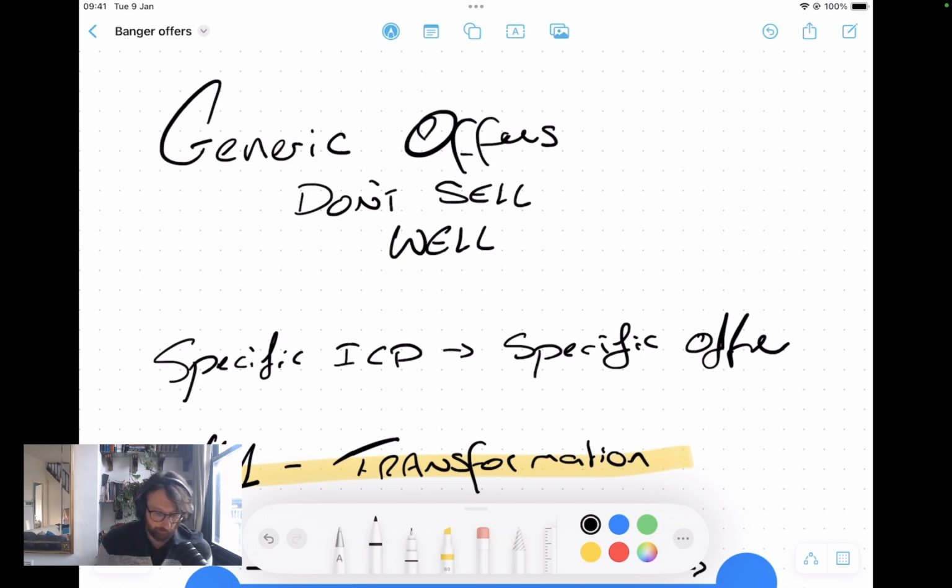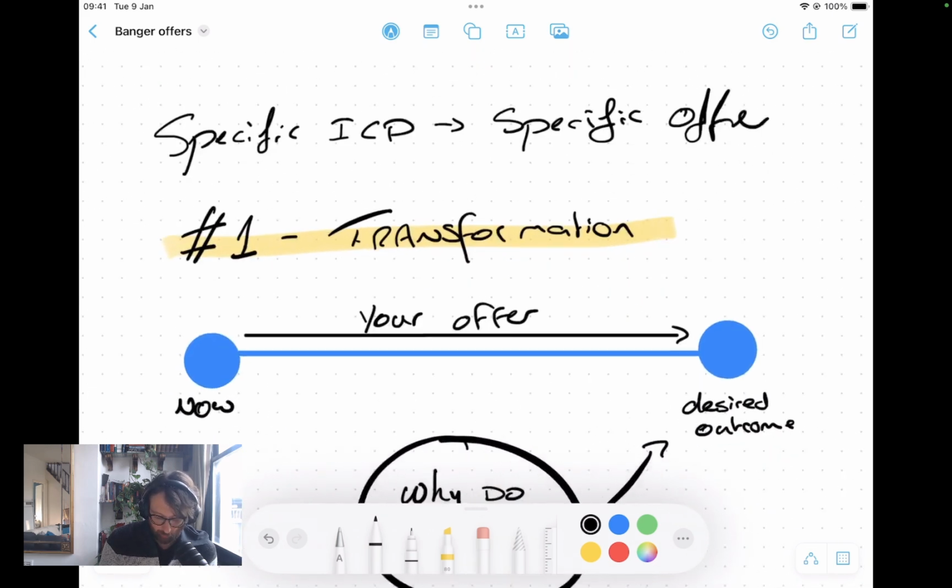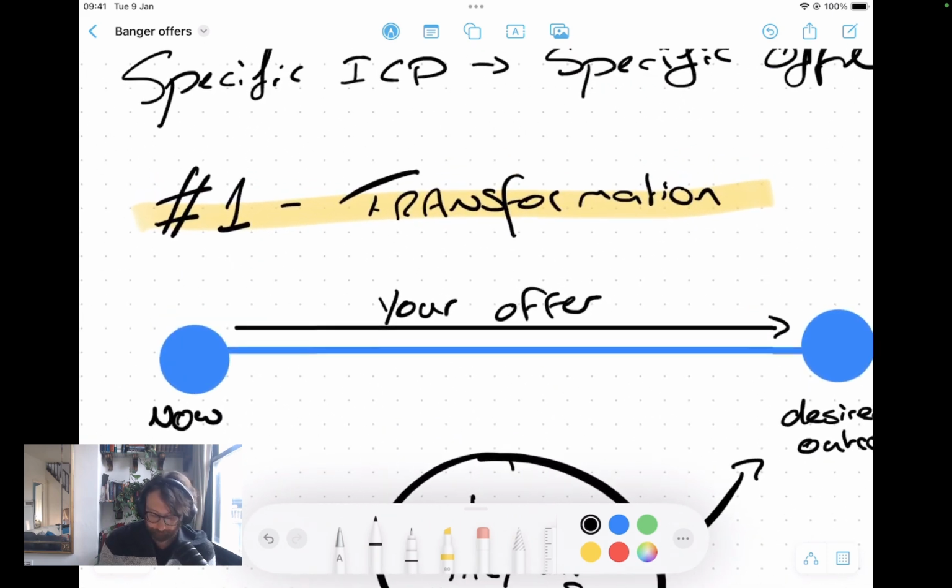Now, with that out of the way, that foundational element of specific offers for specific people, let's look at the different things that I will often look at when I'm consulting, coaching, or in the Growth Models Plus community when people come in with their offers and want some feedback on them. The first thing, and this is the most important in my opinion, is that transformation.